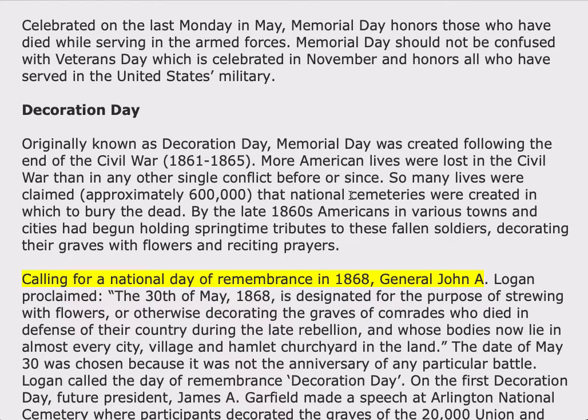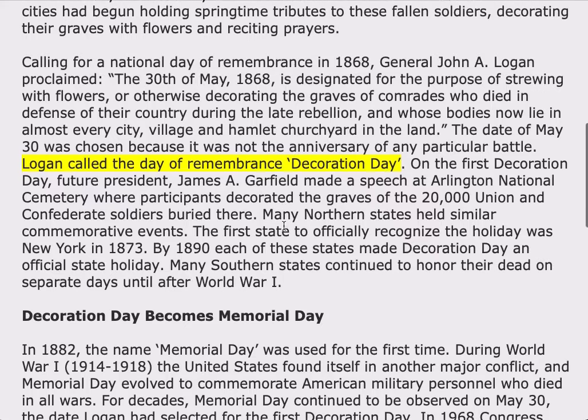Calling for a National Day of Remembrance in 1868, General John A. Logan proclaimed, "The 30th of May, 1868, is designated for the purpose of strewing with flowers or otherwise decorating the graves of comrades who died in defense of their country during the late rebellion, and whose bodies now lie in almost every city, village, and hamlet churchyard in the land." The date of May 30 was chosen because it was not the anniversary of any particular battle. Logan called the Day of Remembrance Decoration Day.